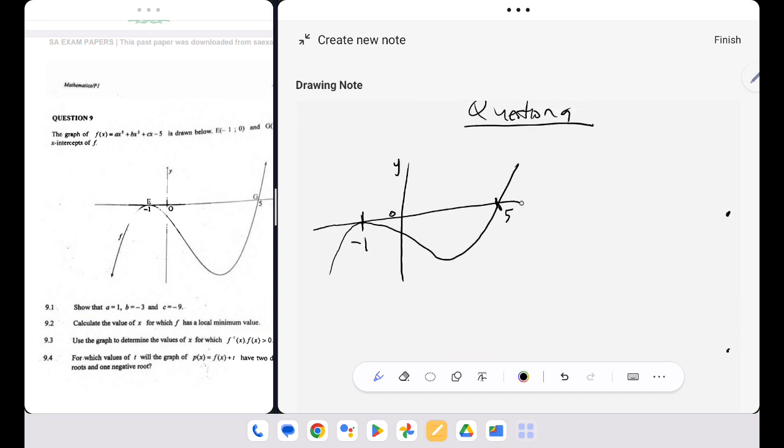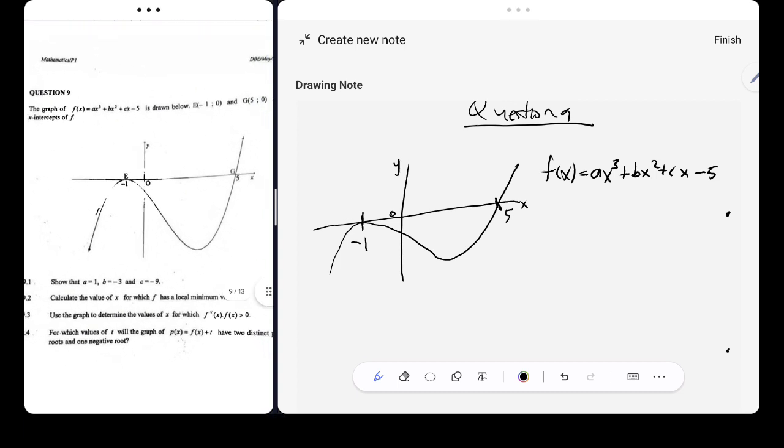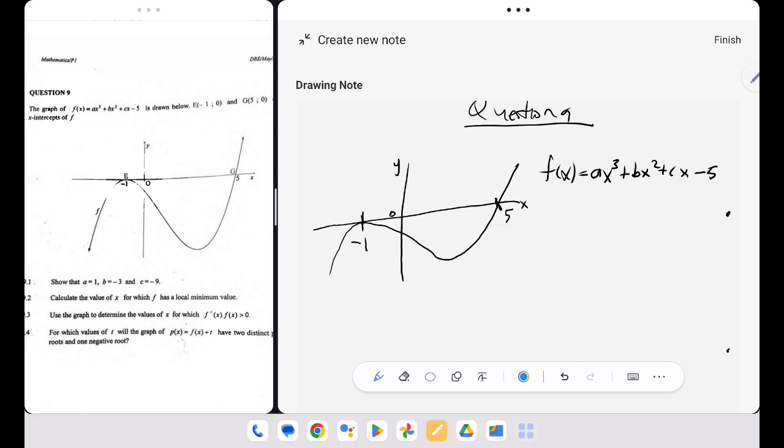Y is 0, on the x-axis. I'm told that f of x is equal to ax cubed plus bx squared plus cx minus 5. So I can just conclude from this information that my y-intercept will be -5, because the constant term of a cubic function will always tell me about the y-intercept.